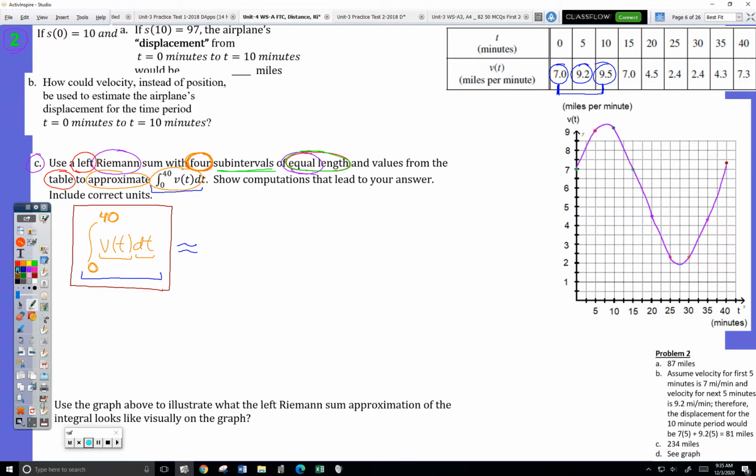The problem says do a left Riemann sum. So please raise your hand and tell me what makes the most common sense to pick. If they say do a left Riemann sum, I'm looking at the first subinterval. I've got all these different velocities to choose from.